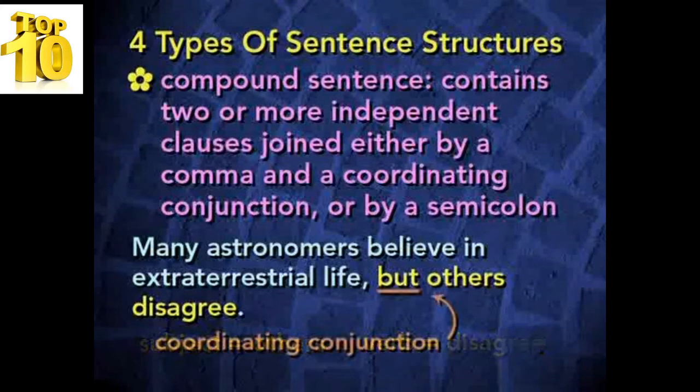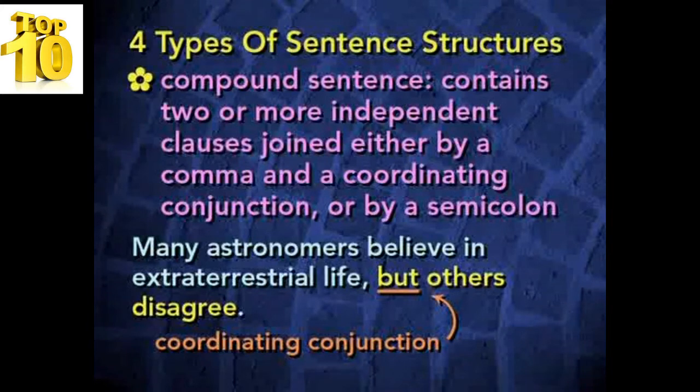How did he do it? By using a comma and the coordinating conjunction but. Putting that comma and the word but in there makes it easy to connect the 2 clauses to form one sentence, namely a compound sentence, because it's made up of two independent clauses.